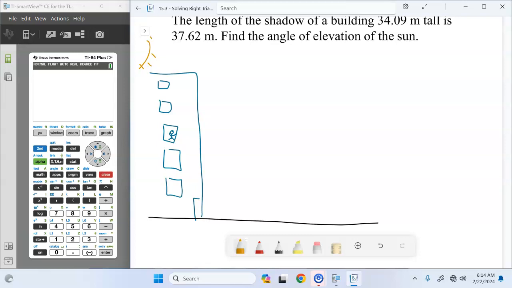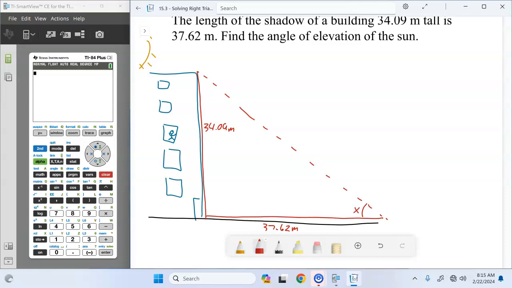We know our building is 34.09 meters tall, and our shadow is 37.62 meters long. We want to find the angle of elevation to the sun. Okay? If we take those two sides and we finish our triangle, is the angle of elevation going to be the angle at the top or the angle at the bottom? Angle at the bottom. Has to be attached to the horizontal. It's always drawn from the horizontal line. So we want to solve for that angle measurement.